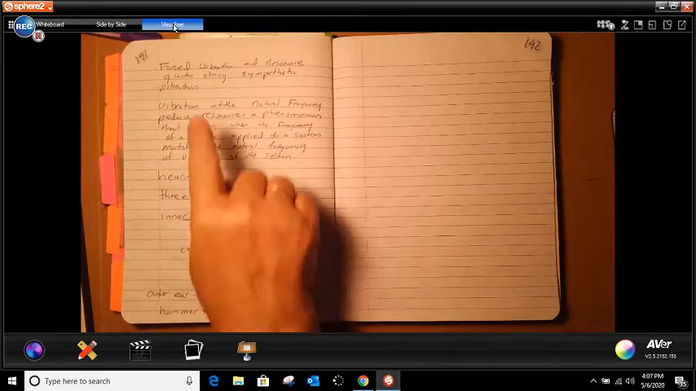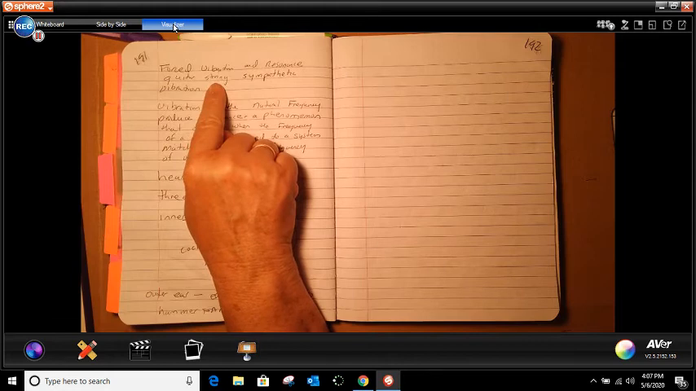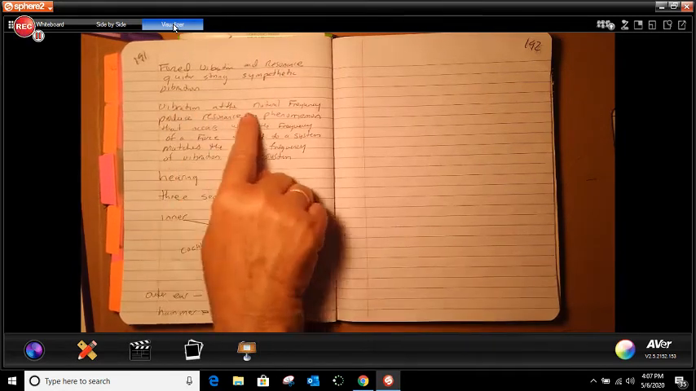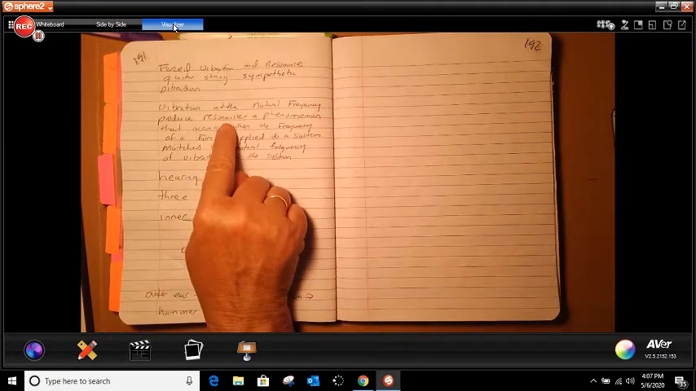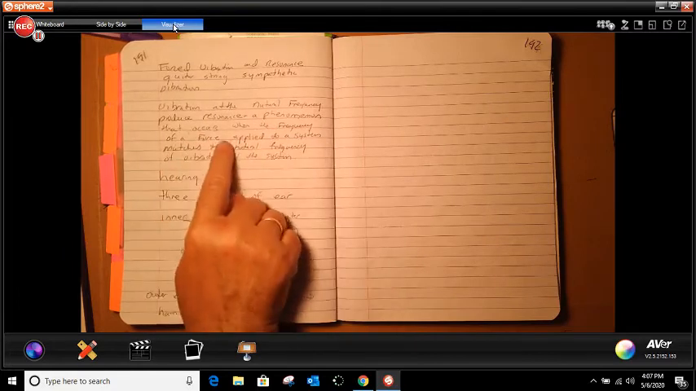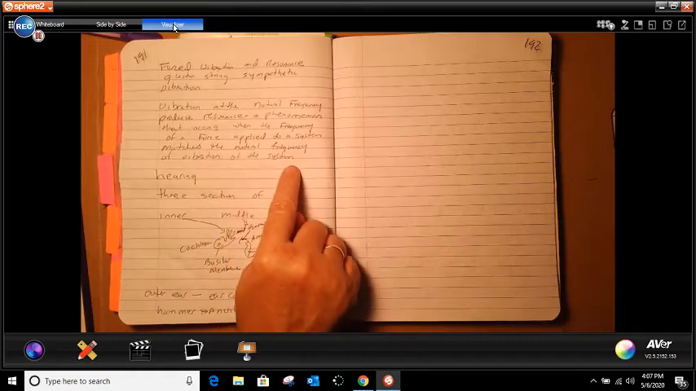Also, then it talks about forced vibration and resonance. Like a guitar string, when you are using it, it uses sympathetic vibrations. Vibrations at a natural frequency produce resonance. And resonance is a phenomenon that occurs when the frequency of a force applied to a system matches the natural frequency of vibration of the system.